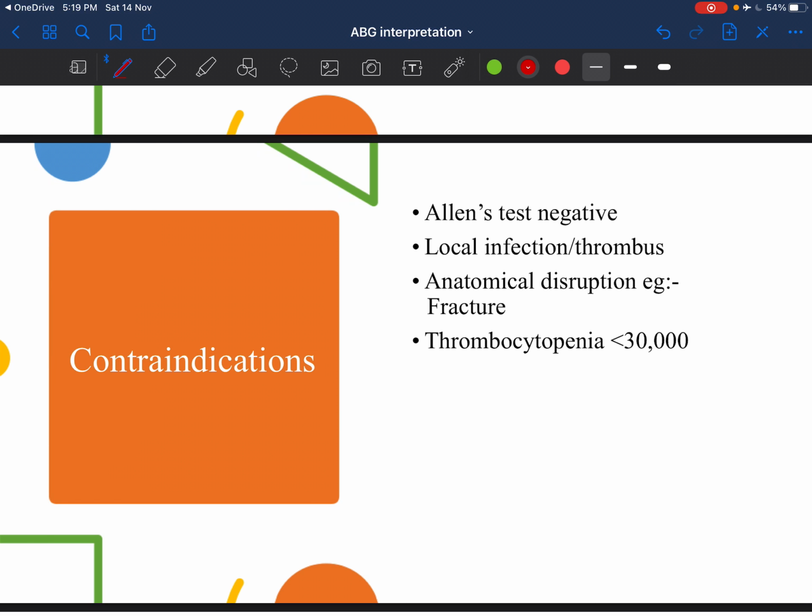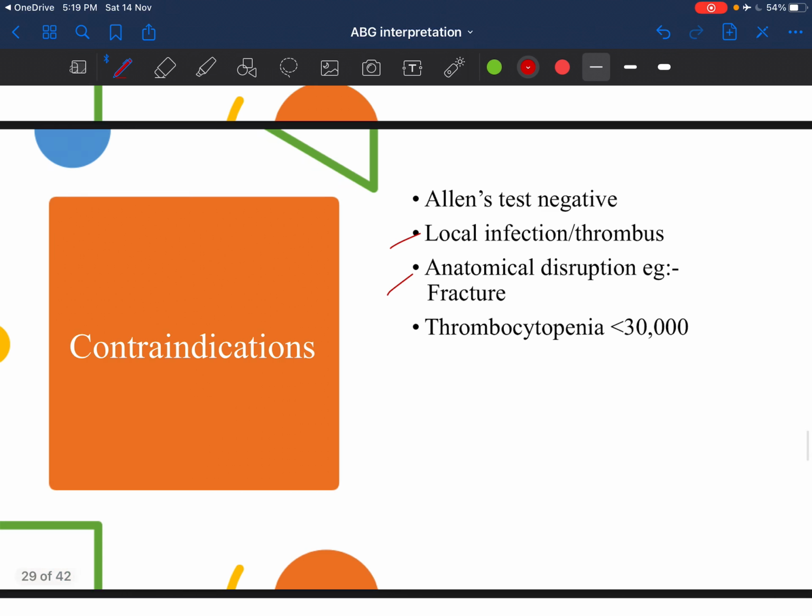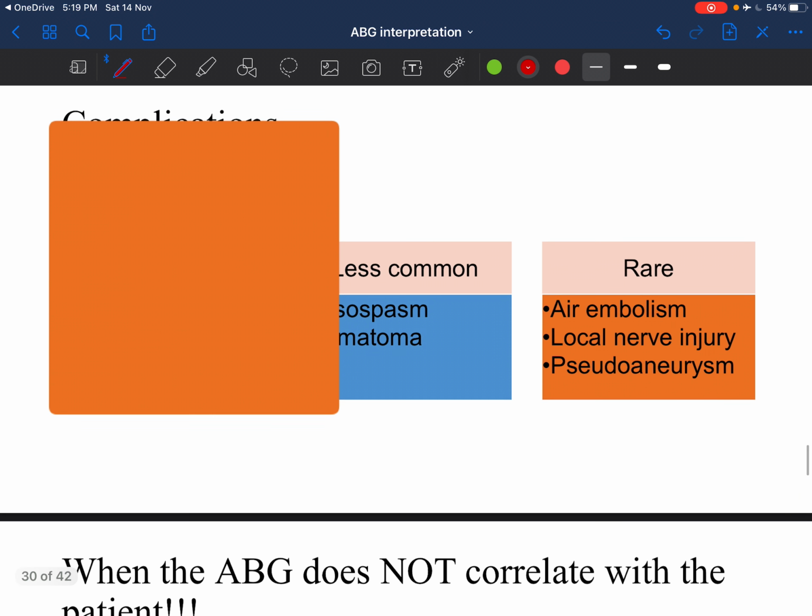Other contraindications are a local infection or thrombus at the site of ABG sampling, an anatomical disruption like a fracture, or the patient having severe thrombocytopenia.